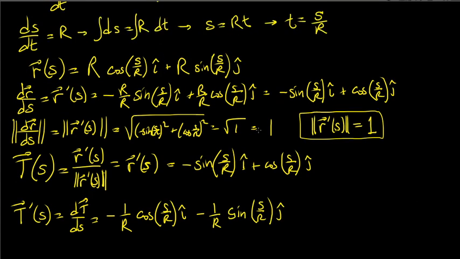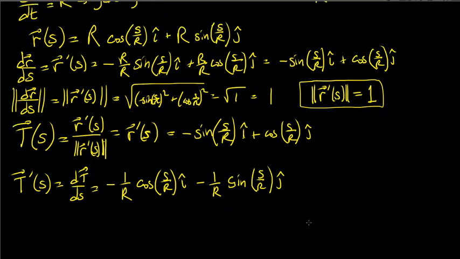And in fact, that should look familiar. That's just R, but divided by, instead of multiplying by r, you're dividing by r. So essentially, we can just factor out this negative 1 over r here and multiply by cosine of s over r times i plus sine of s over r times j.